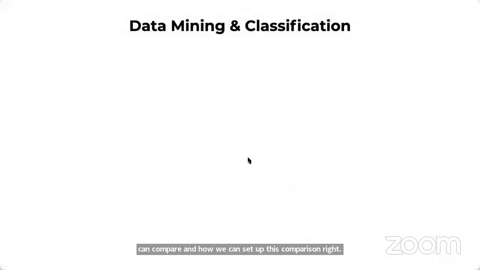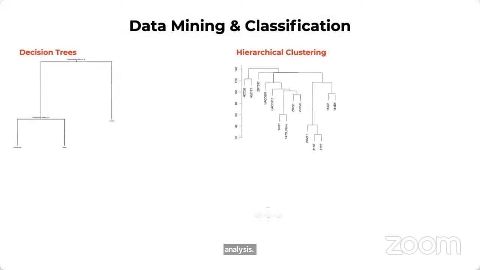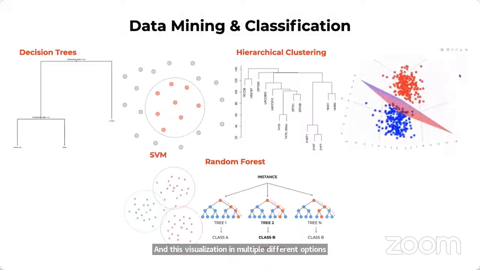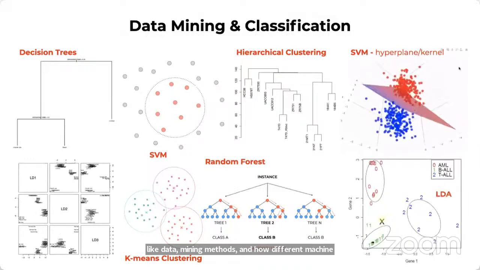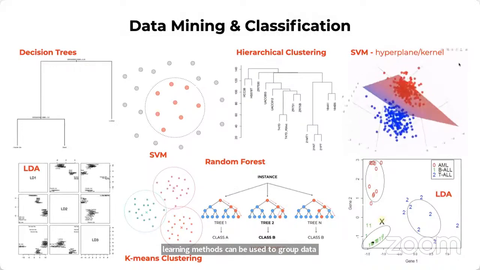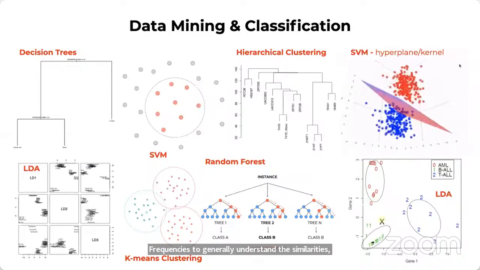So this exploratory data analysis and visualization in multiple different options will give us a chance to see how different methods, like data mining methods and different machine learning methods, can be used to group data objects by their expression levels, or by their taxonomic abundance, or by their mutational frequencies, to generally understand the similarities and differences between the samples that can be related to their phenotypical characteristics or biological conditions of the data, right?